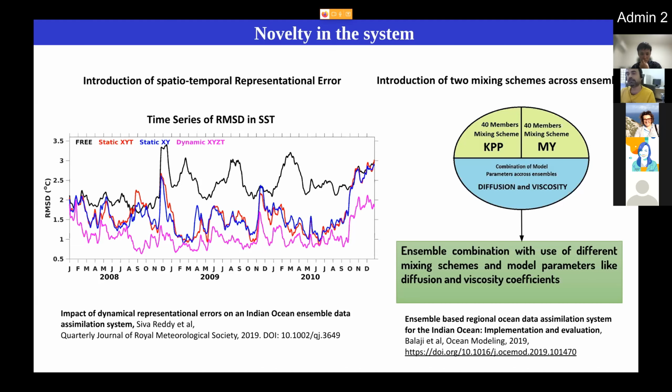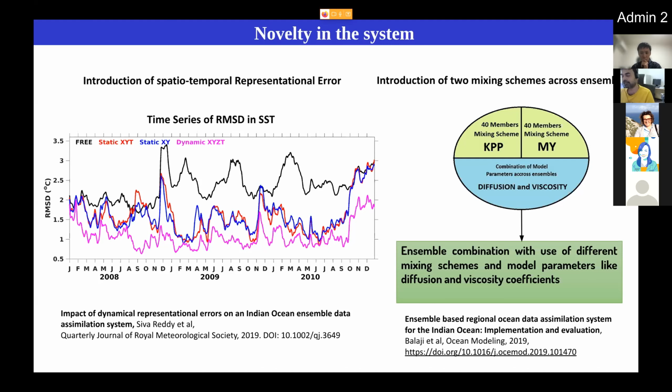The other novelty in the system, which will probably raise the eyebrows of data assimilation experts, is that those 80 ensemble members that we work with, we have divided into two parts, 40 members each. 40 members respond to a KPP mixing scheme, and the rest of the 40 members respond to another mixing scheme called Mellor-Yamada. We also do not keep parameters like the tracer diffusivity and the momentum viscosity the same across all the ensemble members. They slightly vary.